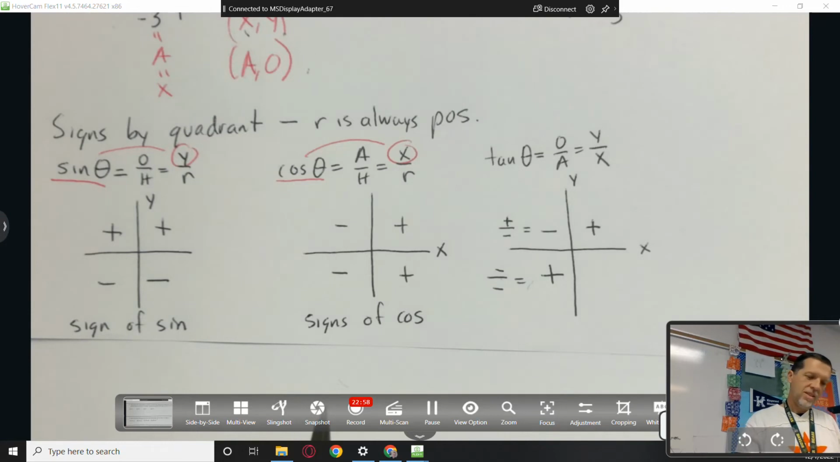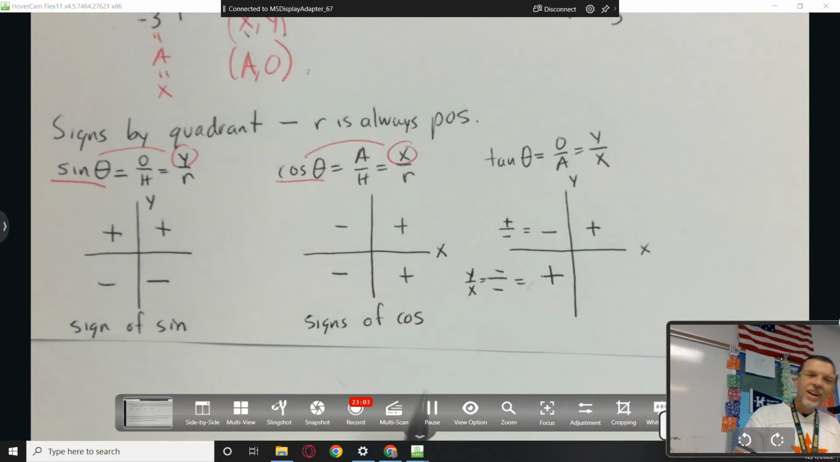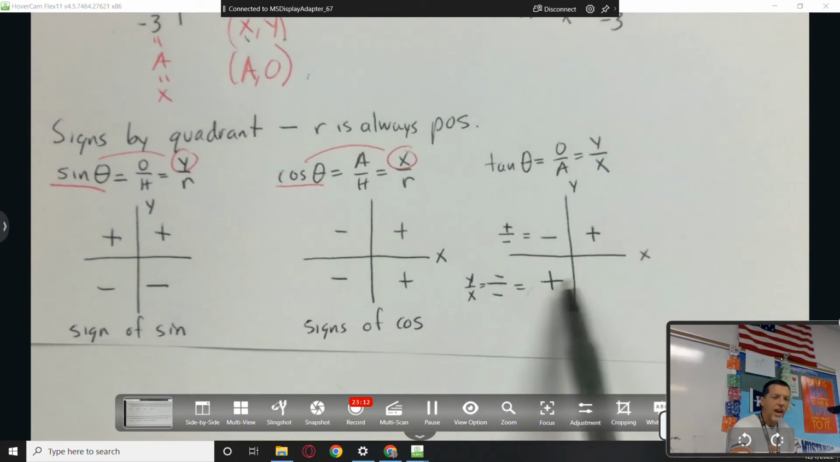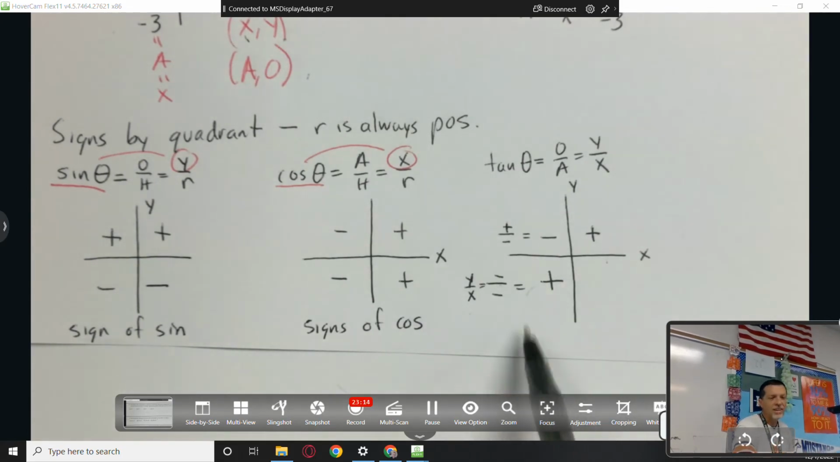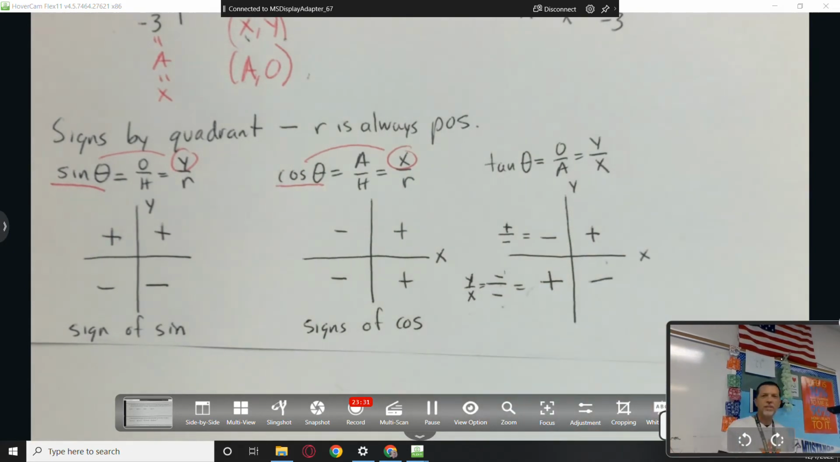I don't understand. What is positive and negative? What were you saying? Because tangent is y over x, and in the third quadrant, the y is negative, and the x is negative. So negative divided by negative, you're going to get a positive answer if you're in the third quadrant. Oh, okay. Okay, Mark. And in the fourth quadrant, let's see, x is positive, but y is negative, so you end up with a negative.